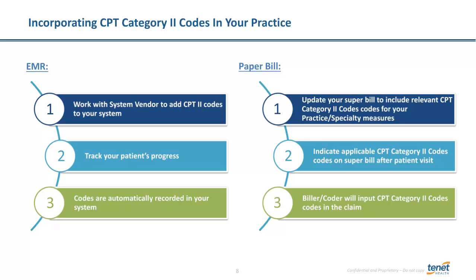You should update whichever form you use to include your applicable CI program measure and the corresponding CPT II codes. You would then circle the numerator and denominator codes on that form. It is important to capture both on the form. If you leave out the numerator, you are not able to go back and submit a claim with only the numerator on it. This form then goes to your biller or coder that will input these codes into your claim.